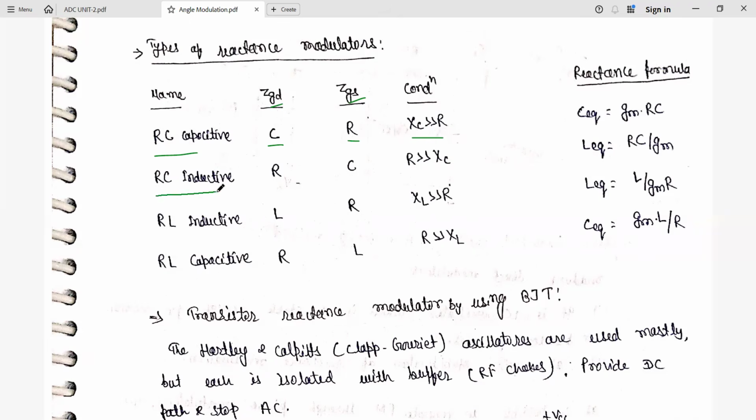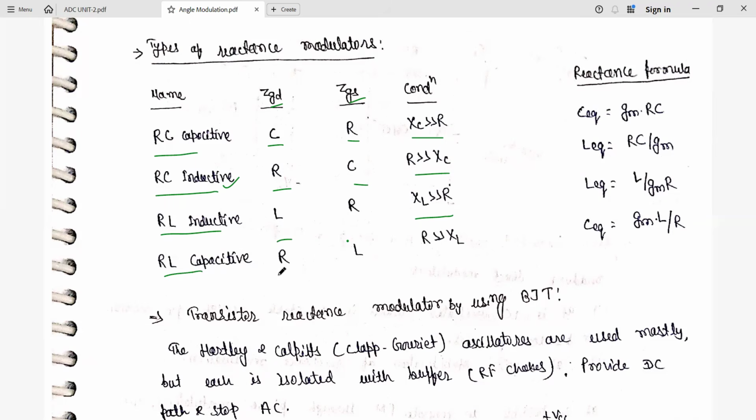In case of RC inductive, we have R here, C here, R is much greater than XC, then L equivalent. So it is inductive, so we have to find the equivalent inductance, that is RC upon GM. Again, RL is inductive. Here L and R are connected, but XL is much greater than R. Then it is again inductive, so that value is L upon GM into R.